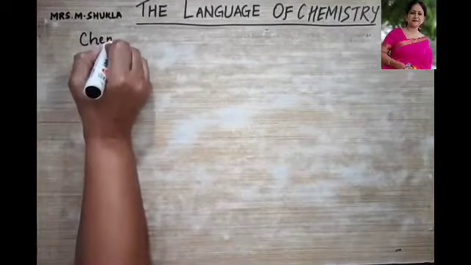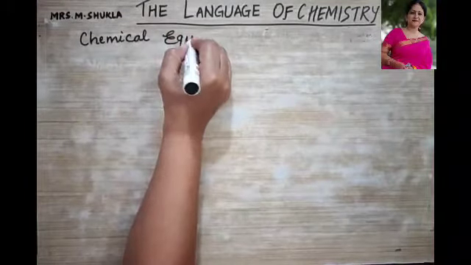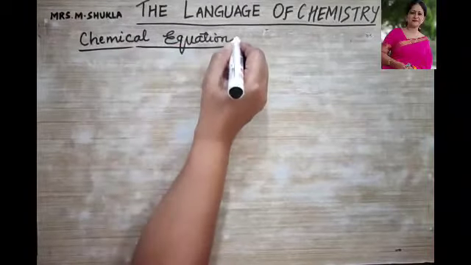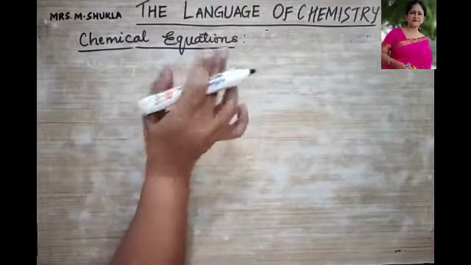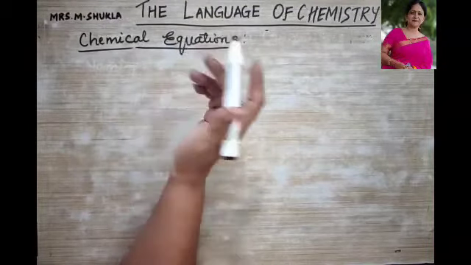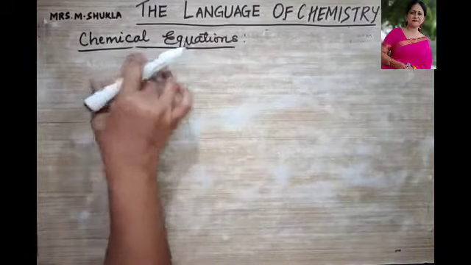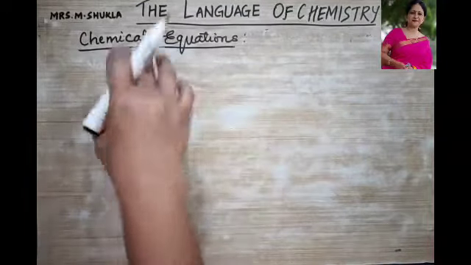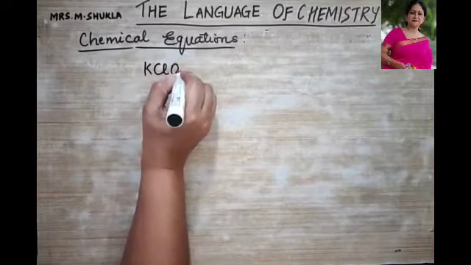We move to chemical equations. Now, what are chemical equations? An equation is a statement that describes a chemical change in terms of symbols and formulas. This chemical equation has a reactant and also a product, where the reactant changes into the product. Let's take an example like KClO3.